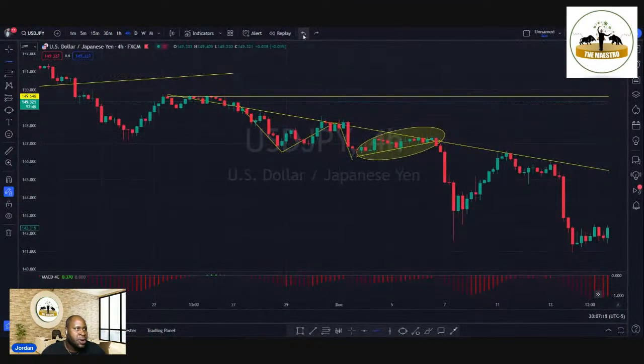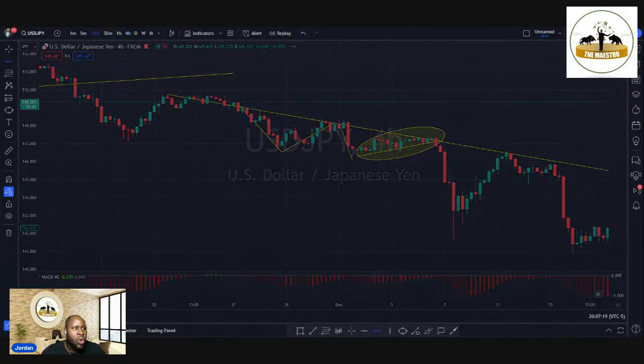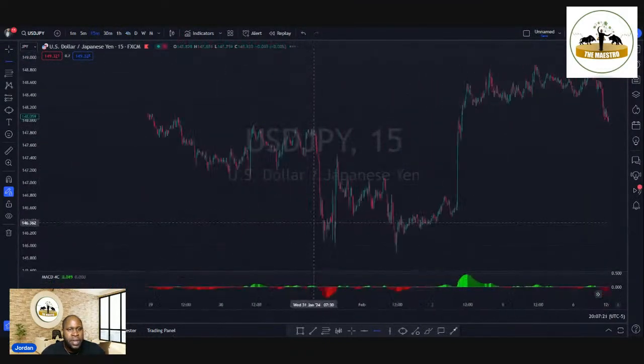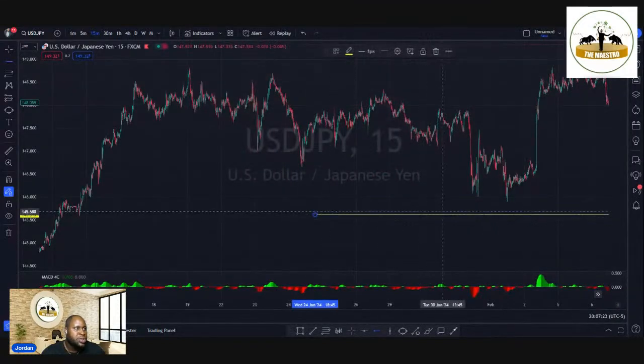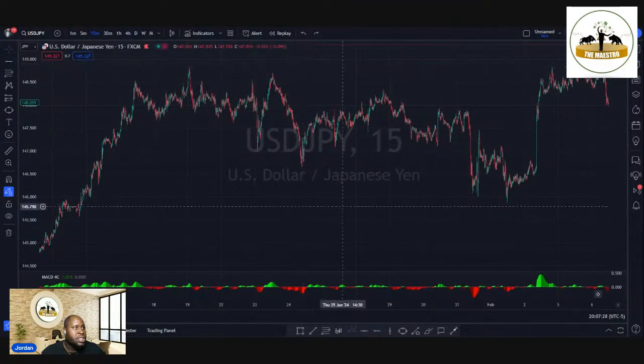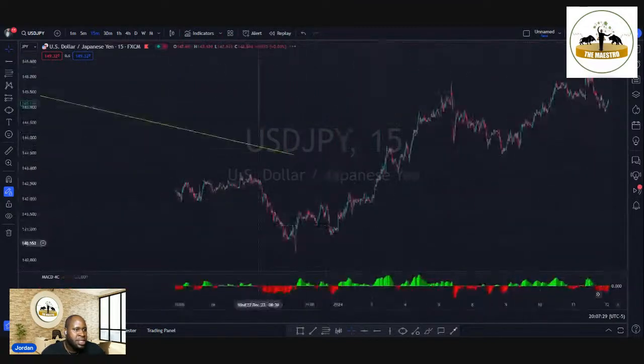But now when we drop down to a lower time frame on the 15-minute and we use these same rules, let's go to a lower time frame real quick. Going to a lower time frame on the 15-minute. Let's keep those same rules, guys.